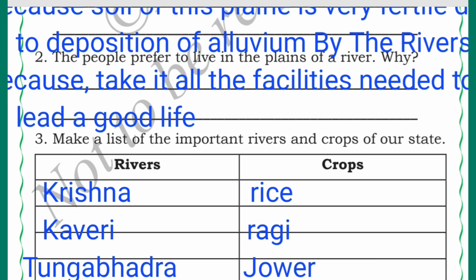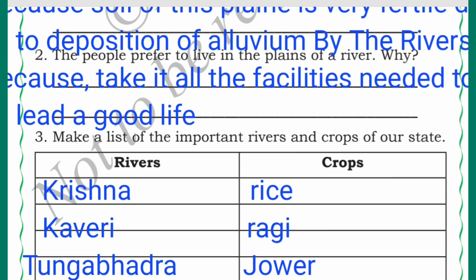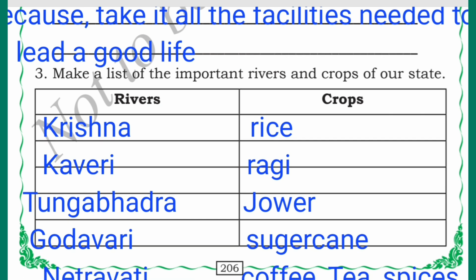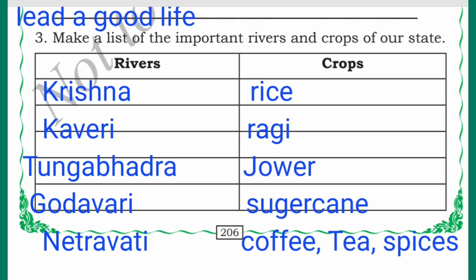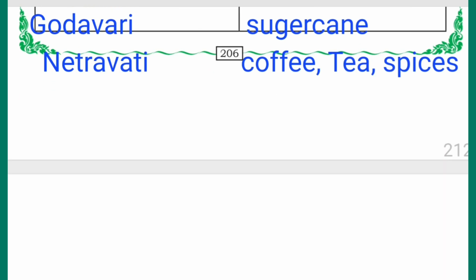The next question, make a list of important rivers and crops of our state. Now let us see the rivers: Krishna, Kaveri, Tungabhadra, Godavari and Netravati. Crops: rice, ragi, jowar, sugarcane, coffee, tea, spices.